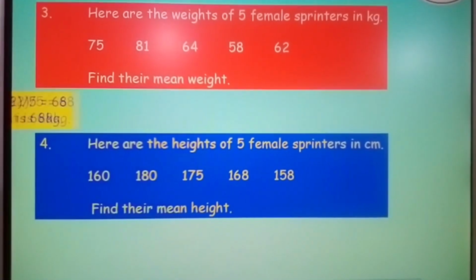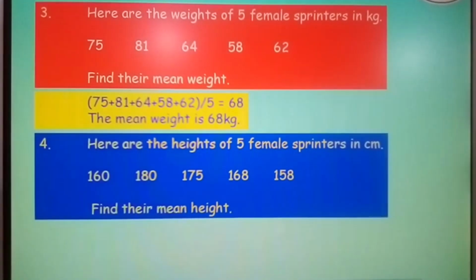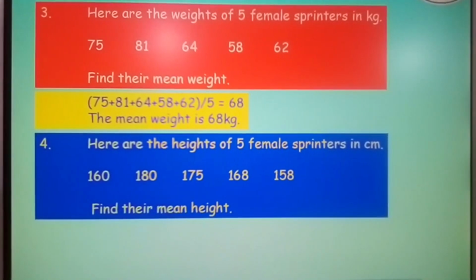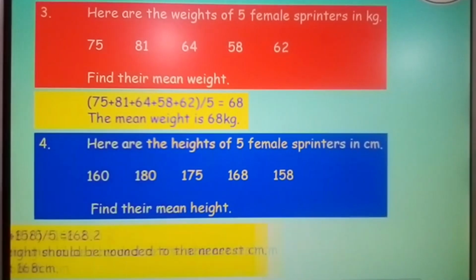Okay, let's have a look. 75 plus 81 plus 64 plus 58 plus 62 divided by 5 equals 68. So you should now be familiar with this by now. So next one, let's get it done.